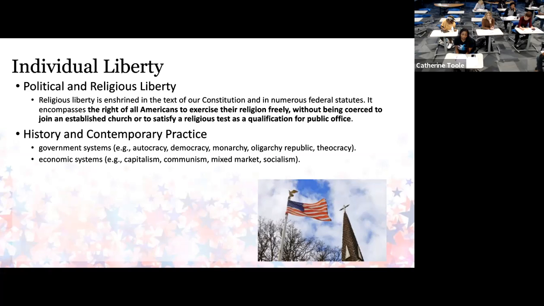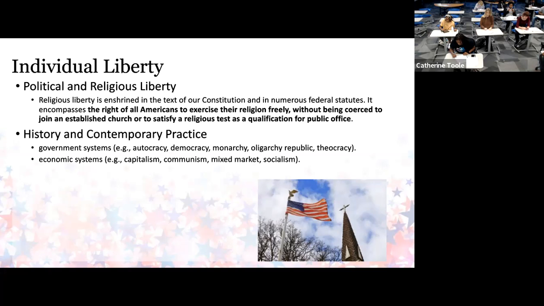All right, so history and contemporary practice. Here I've just put what you want to know. You want to know how individual liberty is treated in an autocracy, a democracy, a monarchy, an oligarchy, a republic, and a city. Okay, we cannot go through all those terms today. But monarchy, one king or queen, and they get to decide what the state religion is. But how is that different? Or a theocracy? A theocracy means rule by God. There are countries that are theocracies. All the laws are based on religion.